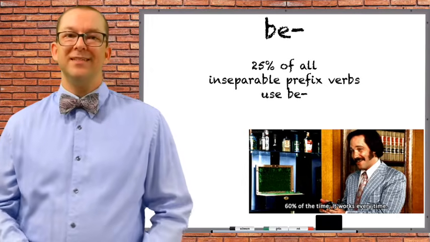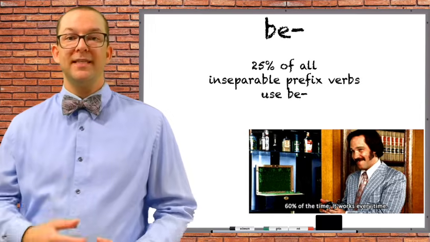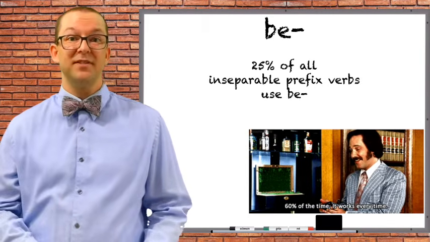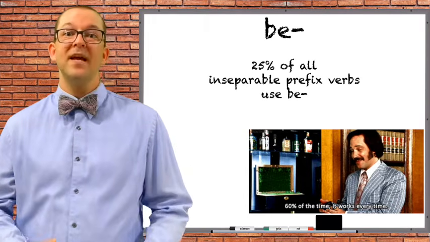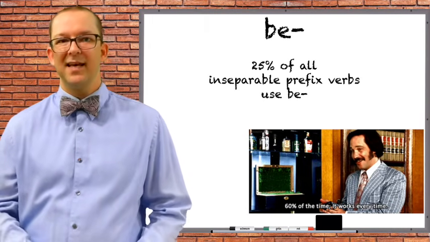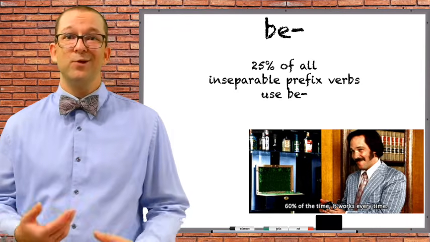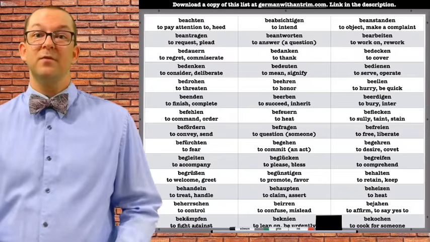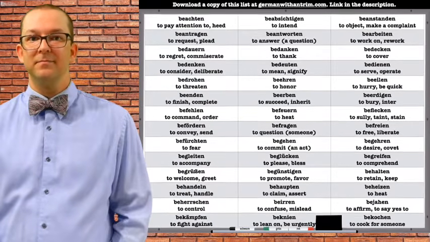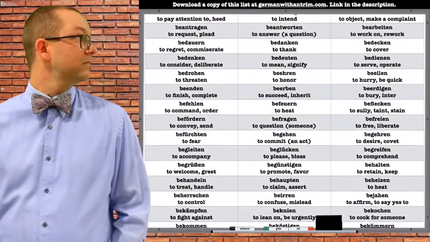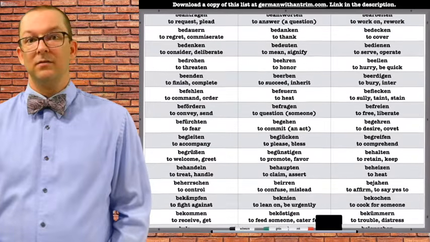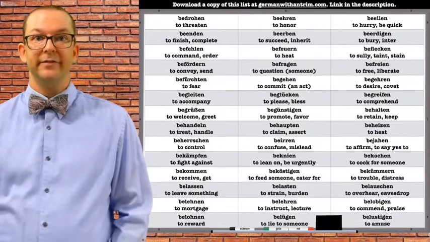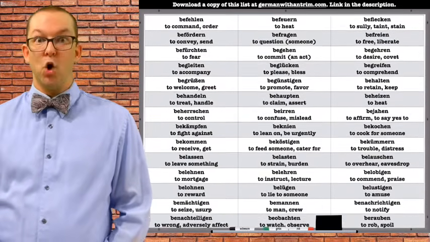The be prefix is easily one of the most used inseparable prefixes. One website that I read said approximately 25% of inseparable prefix verbs are made with the be prefix. That being said, I don't know where they get their numbers, so take these percentages with a grain of salt. On screen now, you can see a list of some popular verbs with this prefix. Just wait while that scrolls for a little bit, because it's kind of a long list.